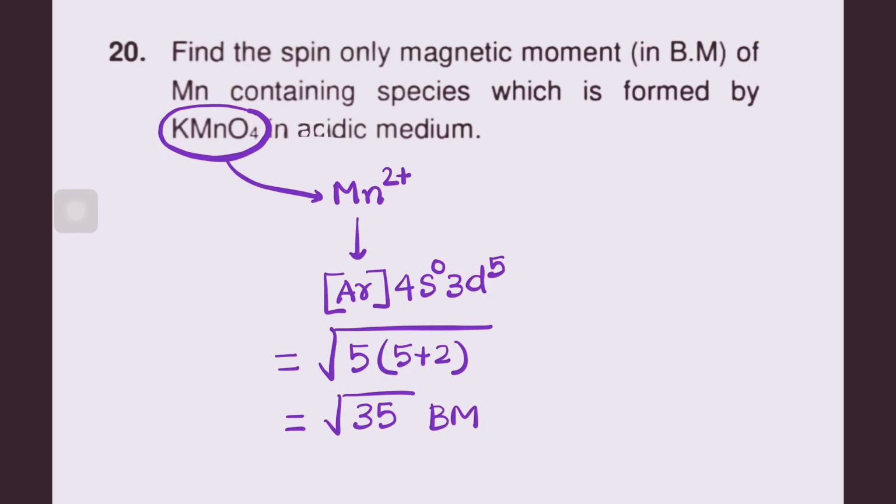And the square root of 35 BM will be approximately 5.9, so we can just take it as 6 BM because we have to take this value in integral form. So that is the final answer, 6 BM.